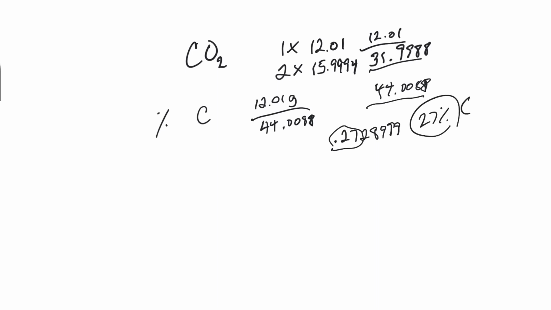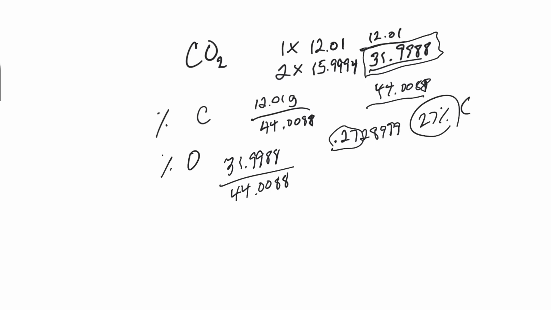So 27% carbon. What about the percent of oxygen? Remember there are two oxygens. The total of the oxygen's weight is 31.9988. The total for the molecule was 44.0088. So 31.9988 divided by 44.0088 gives me 0.7271, which rounds to 0.73, which as a percent is 73% oxygen. So 27% of the carbon dioxide is carbon, and 73% of the carbon dioxide is oxygen.